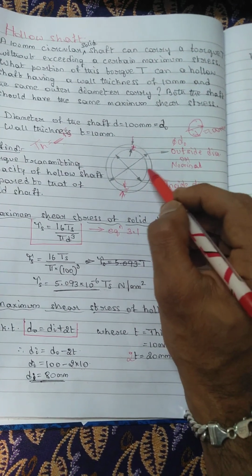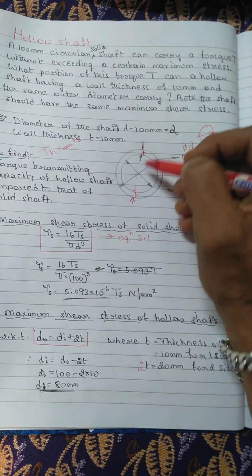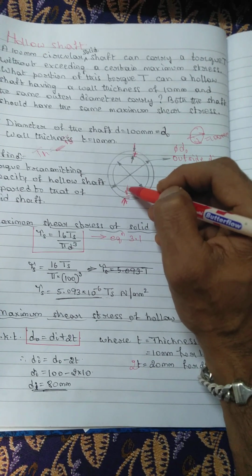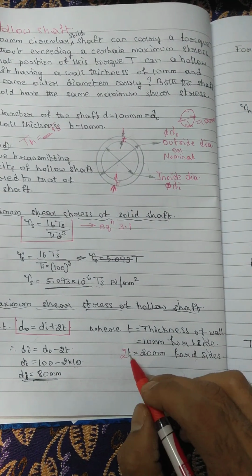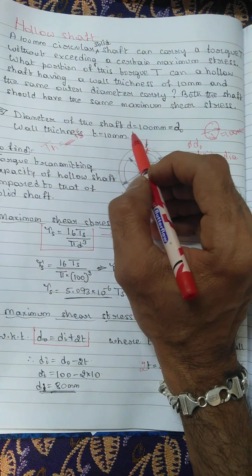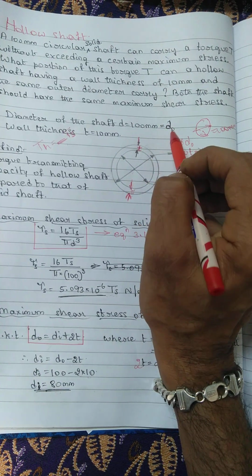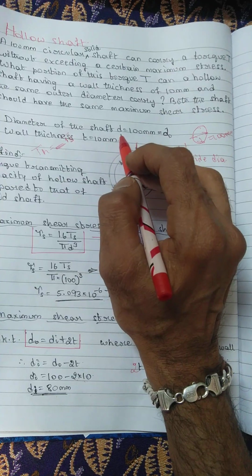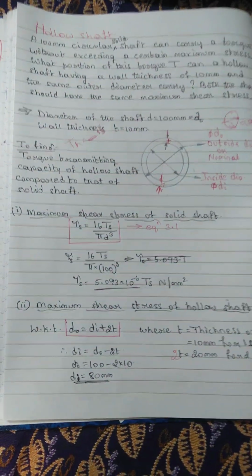So this is the outside diameter, this is the inside diameter, and this will be the thickness, and the thickness given is on one side. Next, the opposite side also we have to consider while calculating this kind of problem. So one side it will be 10 mm and two sides it will be 20 mm. The condition also given is that the diameter of the solid shaft is equal to the outside diameter of the hollow shaft, that is 100 mm. So we have to compare the torque now.